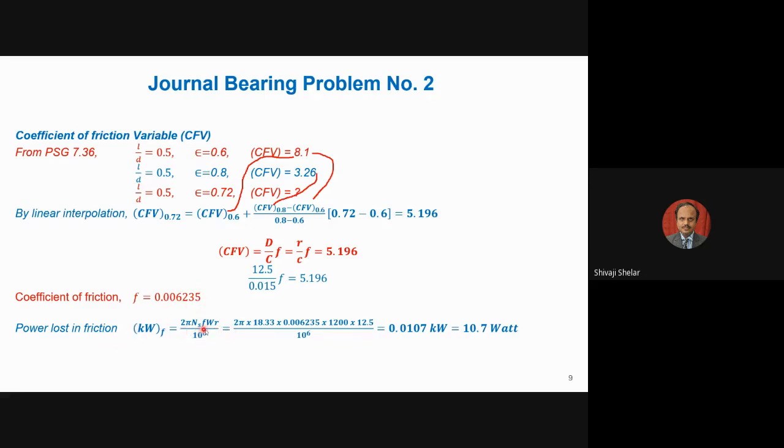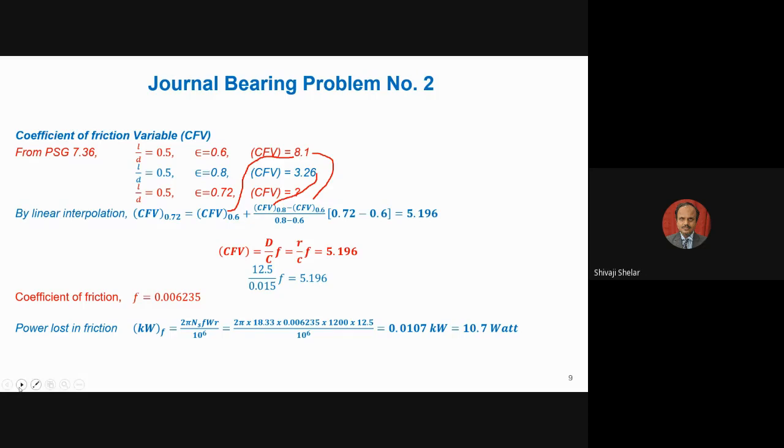Now using this value we can calculate power loss in friction. So 2 pi ns FWR upon 10⁶. 2 pi ns 18.33, F is equal to 0.006235, W here is 1.2 kilonewton, that is 1200, and radius here is 12.5 mm, divided by 10⁶. So this comes as 0.0107 kilowatt, which is nothing but 10.7 watt. So this way you can calculate power loss in friction.